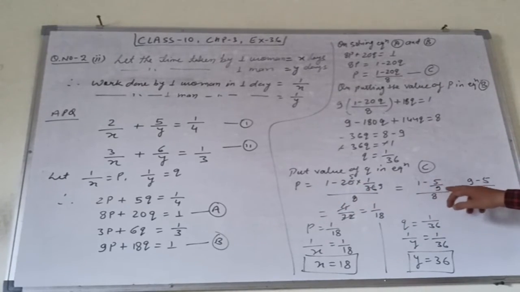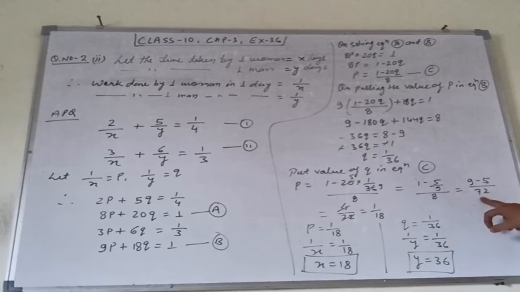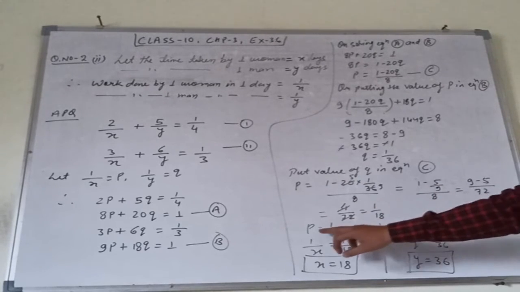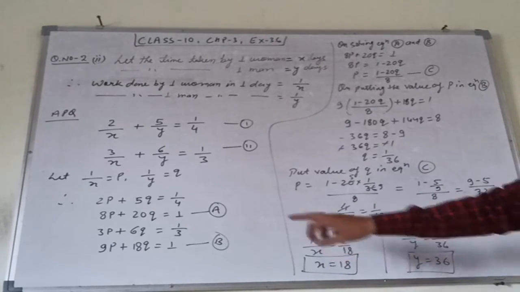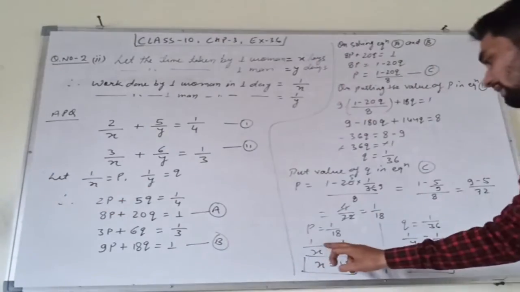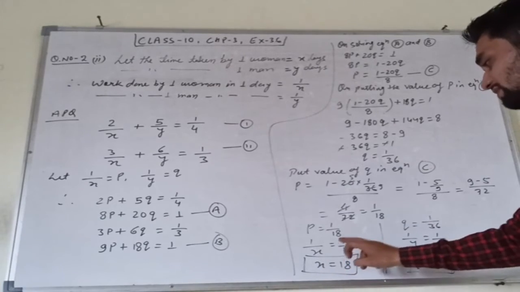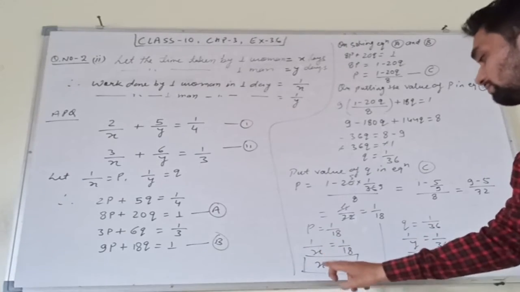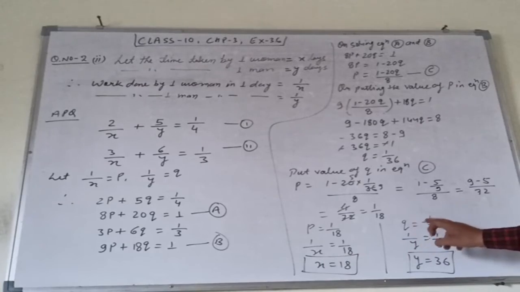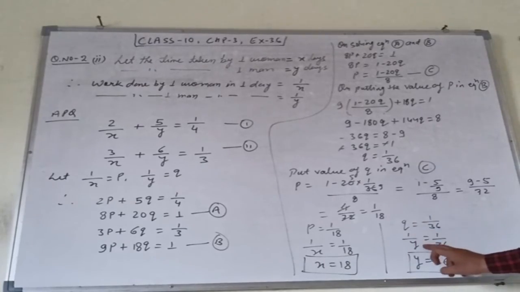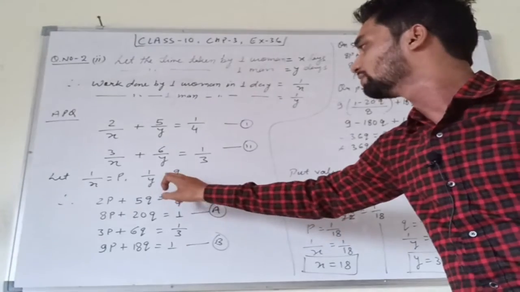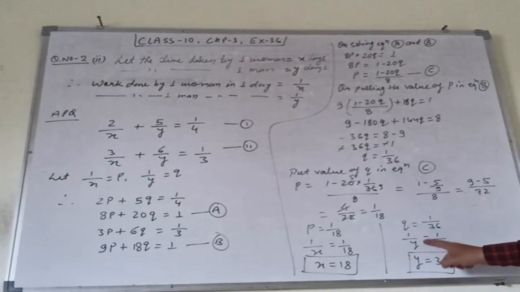Further solving, 1 minus 5 by 9. After taking LCM, 9 into 1 is 9 minus 5, this 9 will multiply with the denominator, so this will be 72. After solving I am getting p equal to 1 by 18, but p was 1 by x, so 1 by x equal to 1 by 18. It means on comparing, x will be 18. Similarly q equal to 1 by 36, and q was 1 by y, so 1 by y equal to 1 by 36, so y equal to 36.